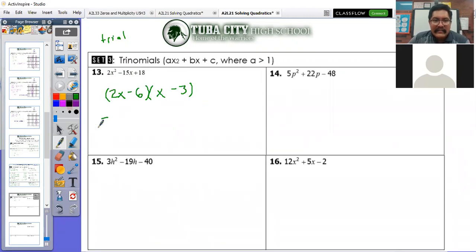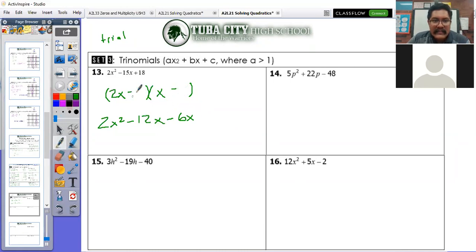2 times x is 2x squared. Now this is our possible answer. This is not our answer. We're only checking it. -12x, minus 6x. And let's see if this works out. -12 and minus 6, that's not going to be -15. So we're going to have to try something else.